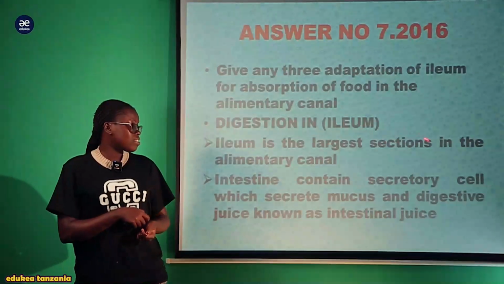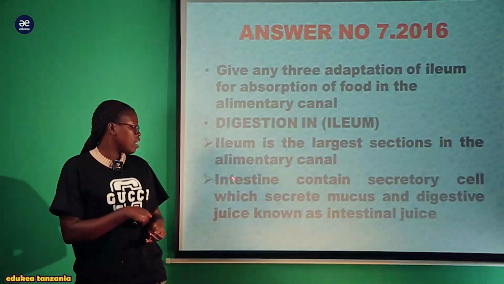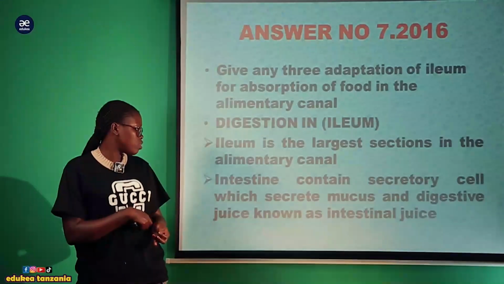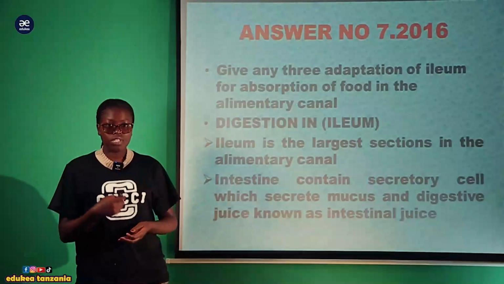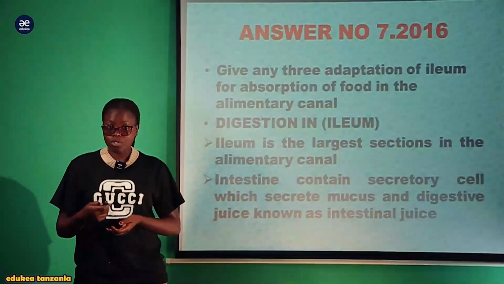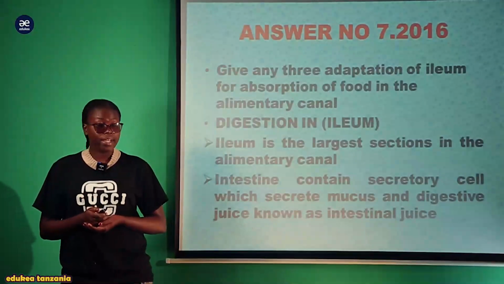So the ileum is the largest section in the alimentary canal, and the intestine contains secretory cells which secrete mucus and digestive juice known as intestinal juice. Now, what are the adaptations of the ileum for the absorption of nutrients in the alimentary canal?